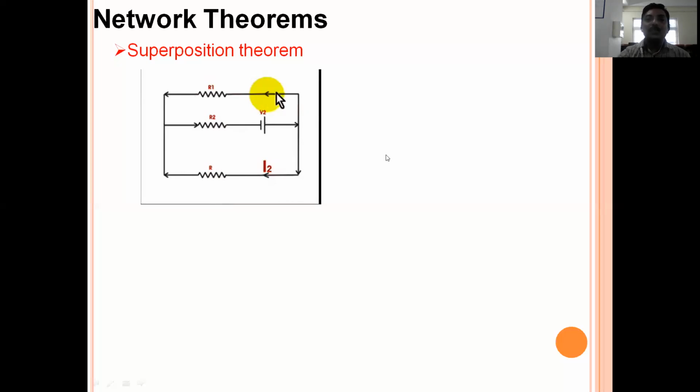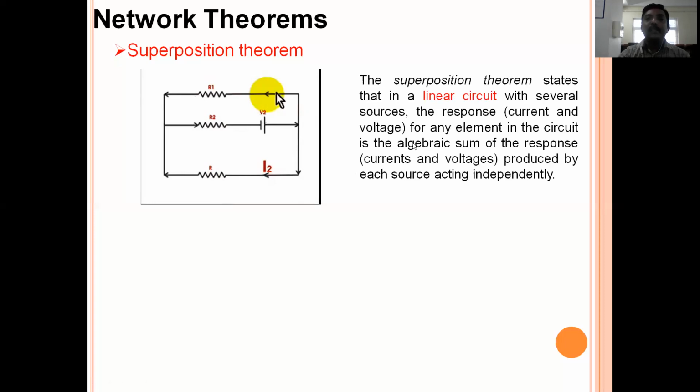We can define the superposition theorem as follows. The superposition theorem states that in a linear circuit, which we already discussed, it is valid only for a linear circuit, with several sources, that is, the network consists of more than one source, the response for any element, where the response means the current or the voltage related to a particular element in the circuit, is the algebraic sum of the response produced by each source acting alone.